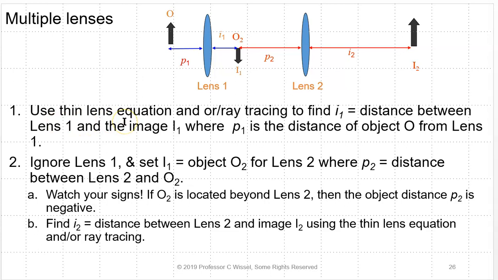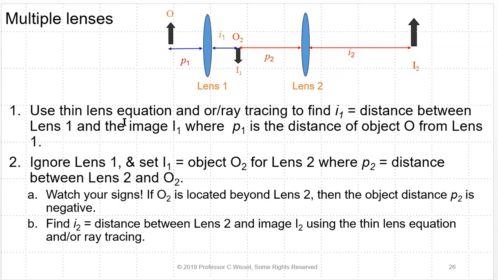Now, what do you do if you have multiple lenses? A lot of things like cameras and binoculars and telescopes have multiple lenses. In fact, telescopes have lenses and mirrors. How do you handle things like this when you have multiple lenses? Well, the best way to do this is to chunkify, break it up into little pieces. You do one lens, the one that's closest to the object, the lens that the light goes through first. Do that one, ignore everything else.